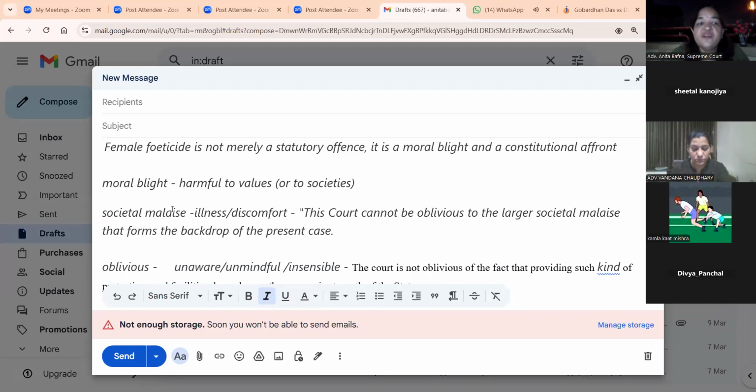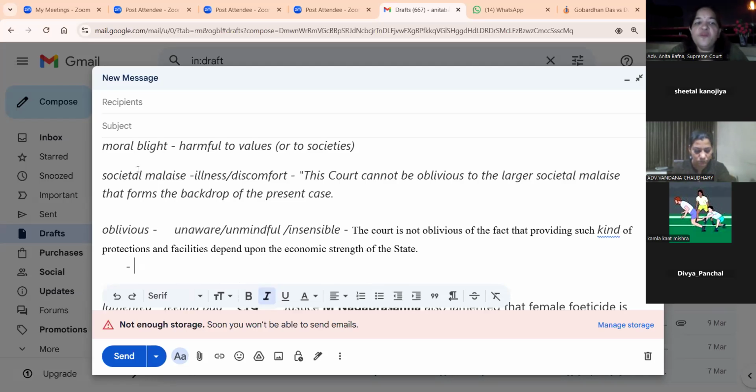Next is societal malaise. It is illness, something, discomfort. It's not proper. The meaning is illness, but societal malaise. This court cannot be oblivious to the larger societal malaise that forms the backdrop of the present case. The discomfort, not comfortable, something. Not the proper word is that illness. Oblivious. This is again in the previous sentence. Unaware, unmindful, or insensible. The court is not oblivious of the fact that providing such kind of protections and facilities depend upon the economic strength of the state. Yes, state means government, right?